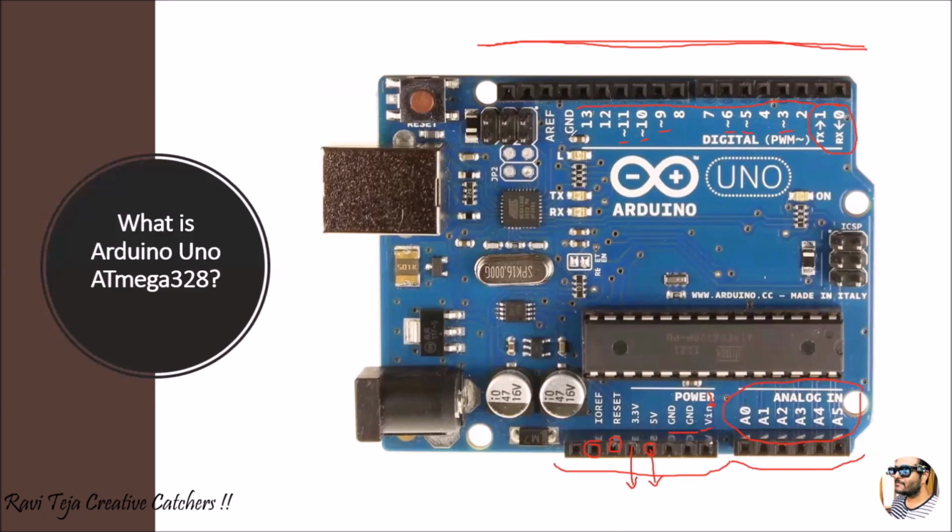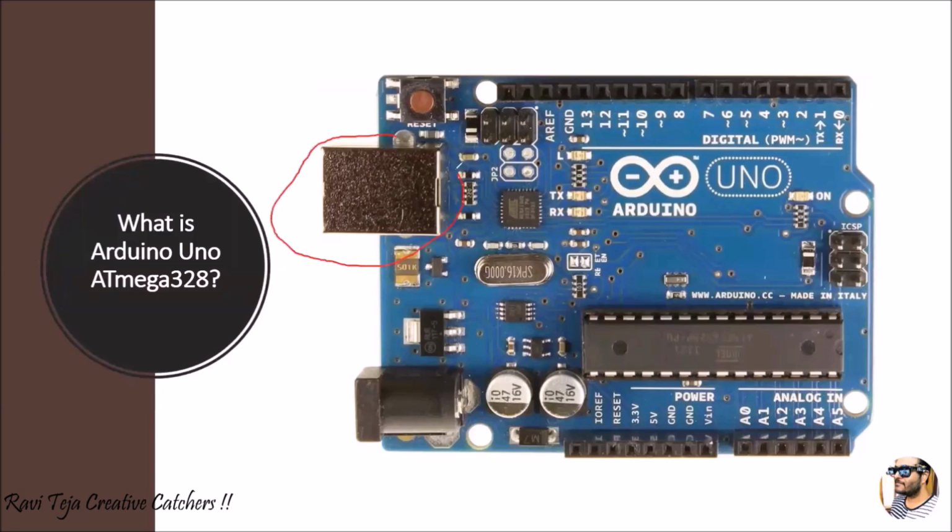Okay, and the remaining pins, we also have a ground over here. This socket what you see over here is a D-type to USB connector, through which you can also connect to a computer, PC, or a laptop.